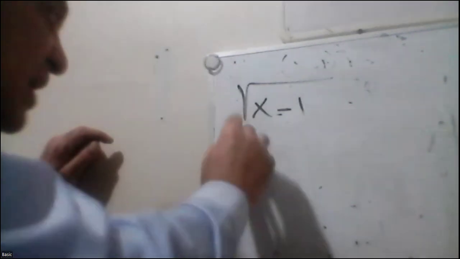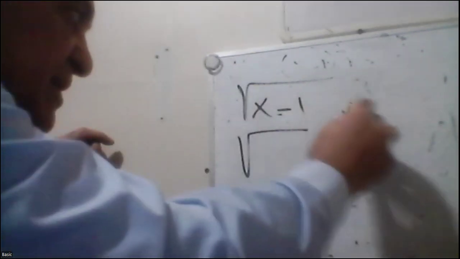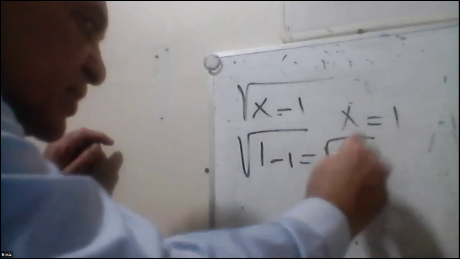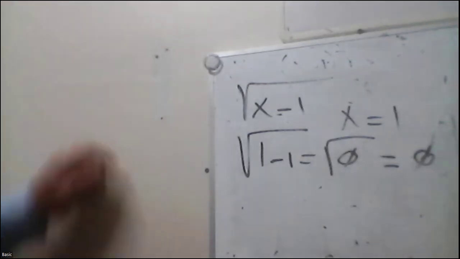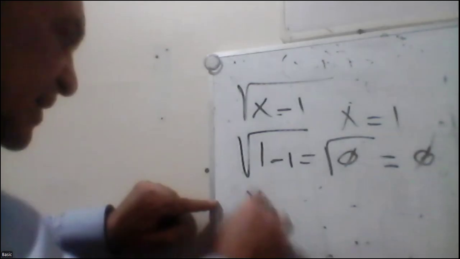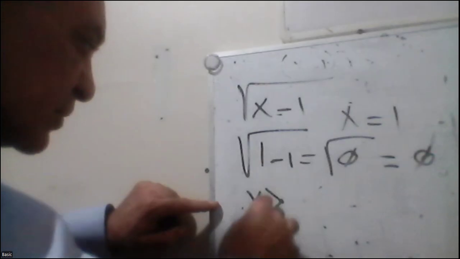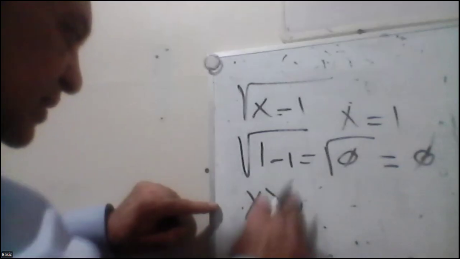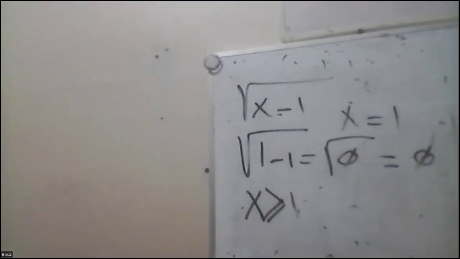So suppose that x equals 1: 1 minus 1 equals the root of 0. That's fine, because the root of 0 is 0. That's okay. So that means that x is greater than or equal to 1. I cannot put 0, like I said, but I can put 1 or more than 1. And that's what we did right now.